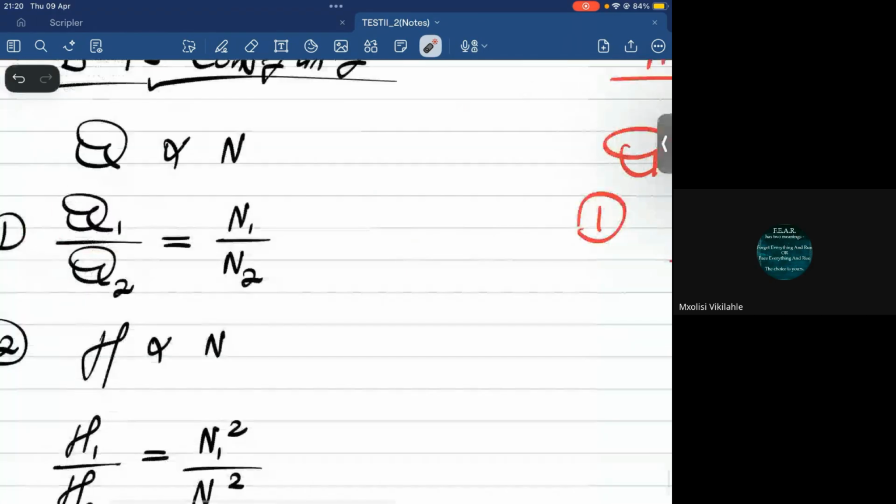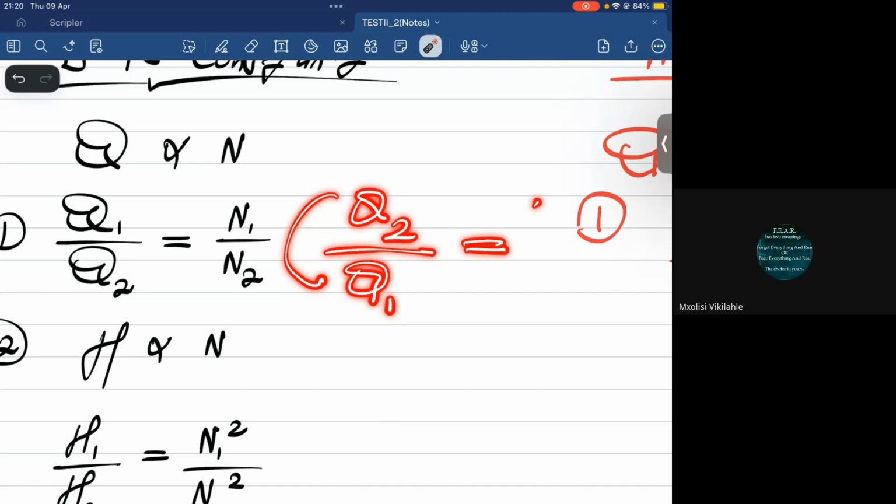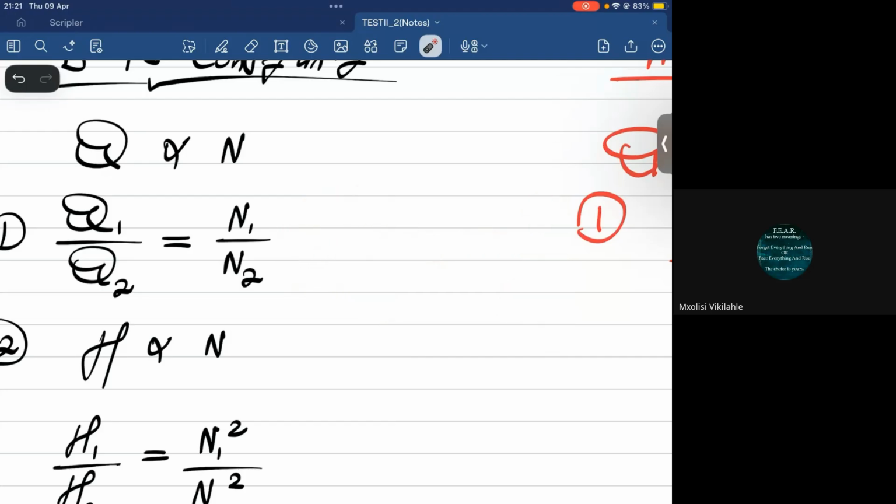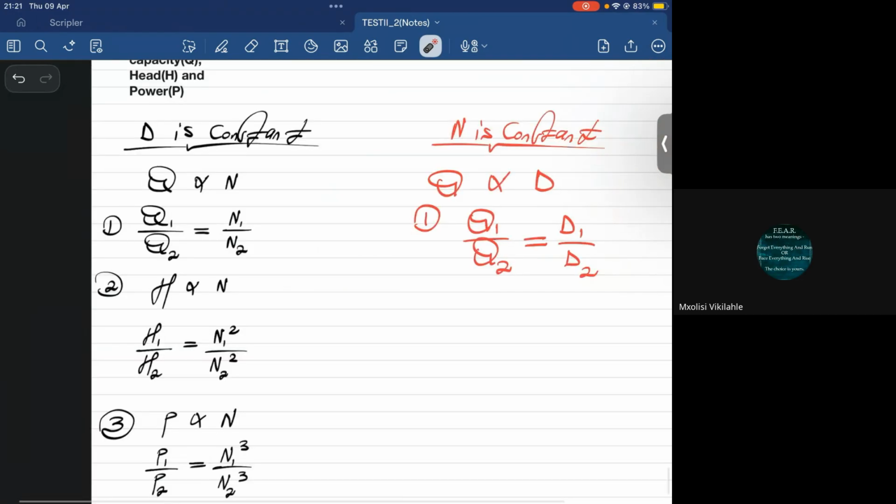Q1 divided by Q2 is equal to N1 divided by N2, which is the same as Q2 per Q1 is equal to N2 per N1. Same thing, it doesn't matter. Okay, thanks so much.